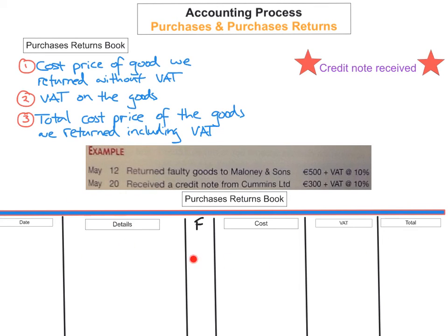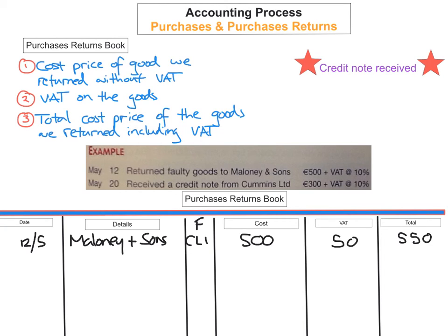Okay, so I've got my purchases returns book, and now I'm going to fill out the details that I have in the example above. Okay, so the date was the 12th of May, so we say the 12th of the 5th. Details, I'm just going to say that it was Maloney and Sons who I returned it to. Okay, so it's the first one. The cost was €500, so I'll say 500. The VAT was 50. So that means the total, including VAT, was 550.